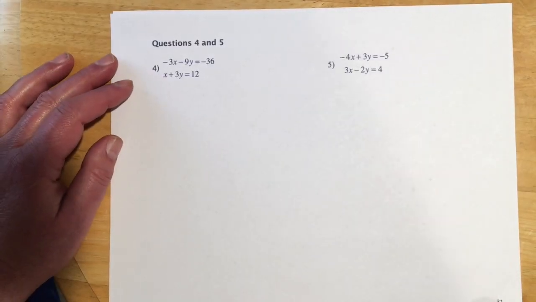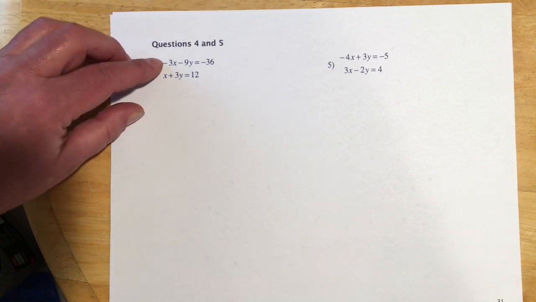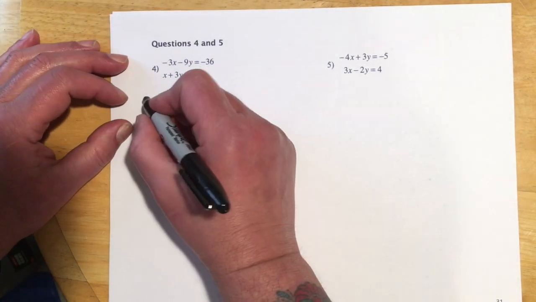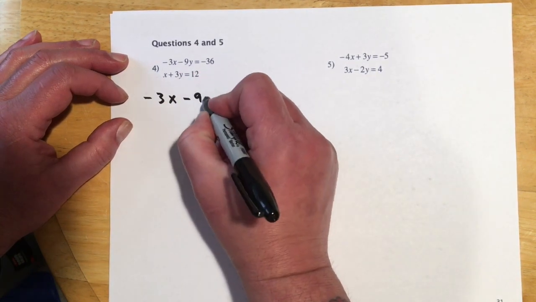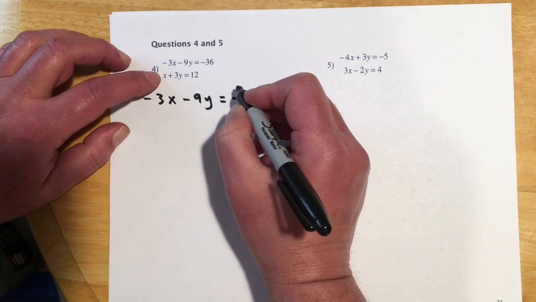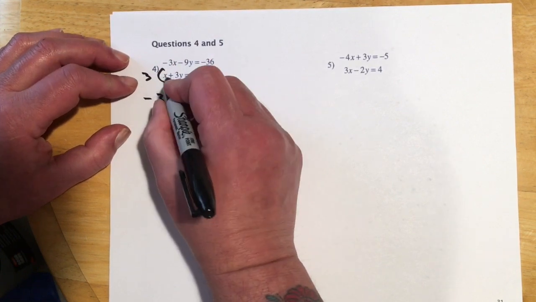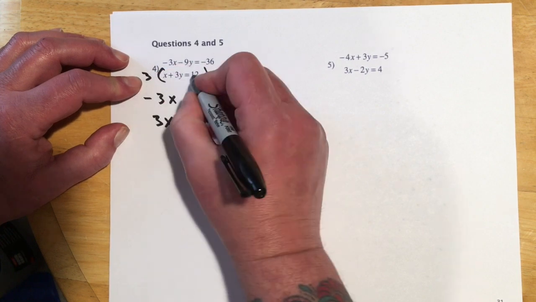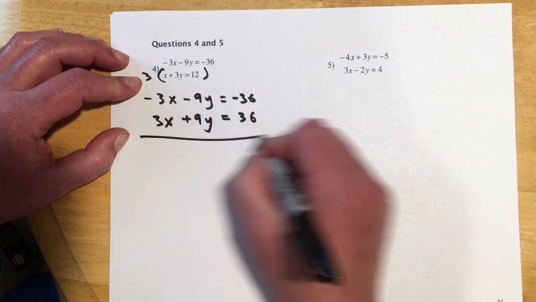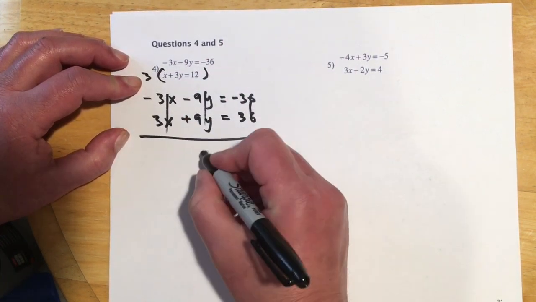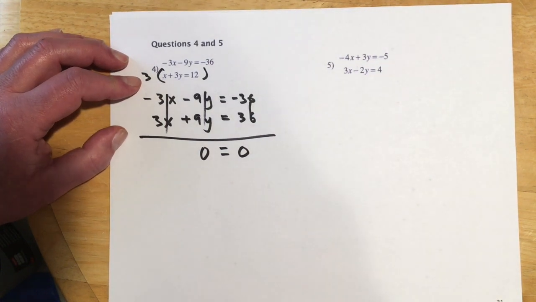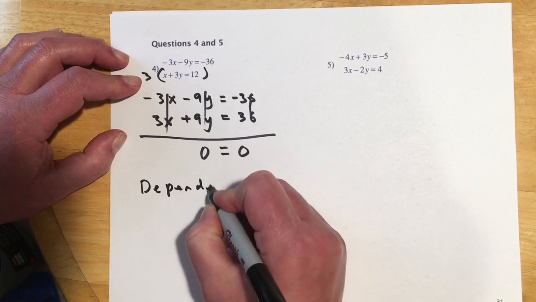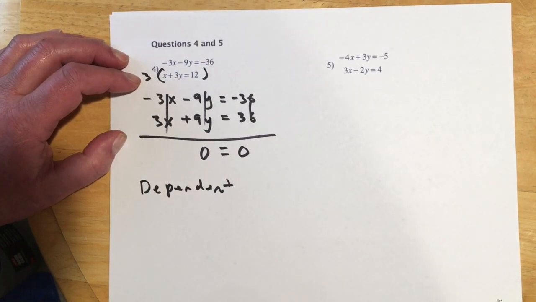So these are the two I'd have you try. So for this first one, it looks like if I did positive 3, I'd have negative 3x, positive 3x. So that seems like a good idea. So I'll do a 3 across this one, 3 times x, and then 3 times 3 for 9, 3 times 12 for 36. And you can kind of see what's happening. Everything is dropping out, and we're getting 0 equals 0. So that's an example of dependent, which is the infinite solution version.